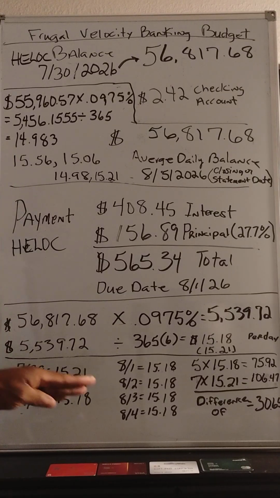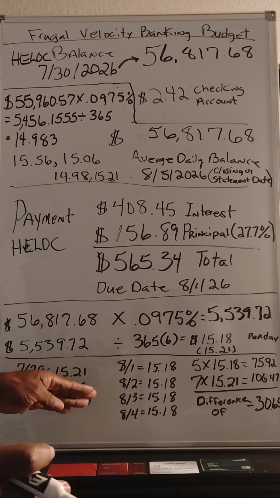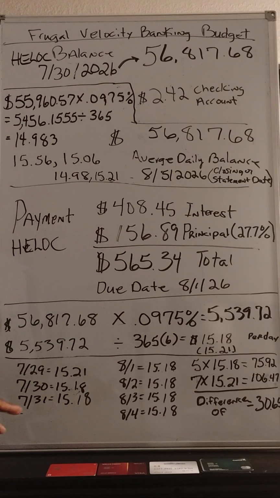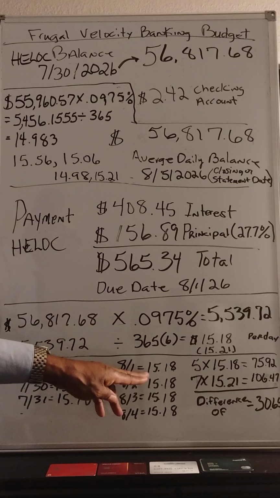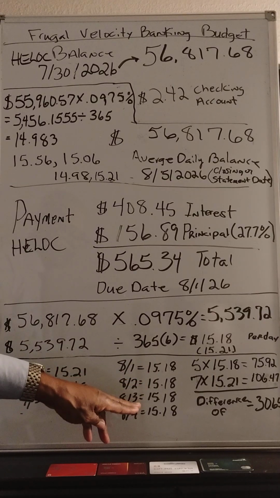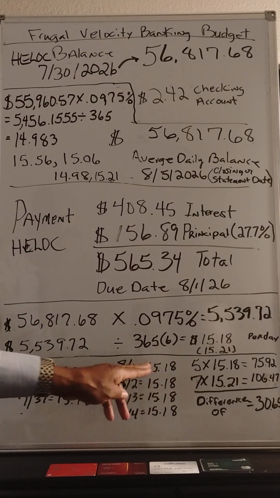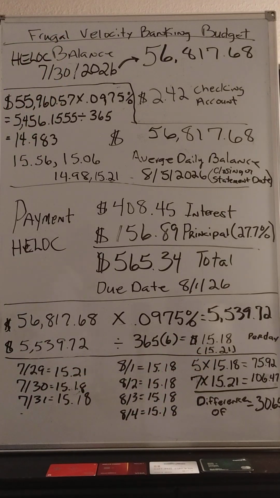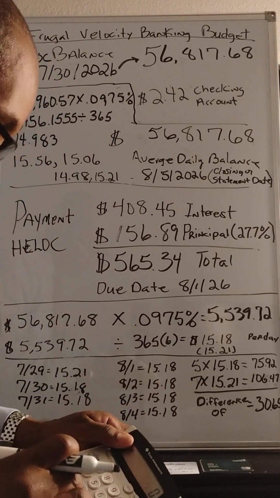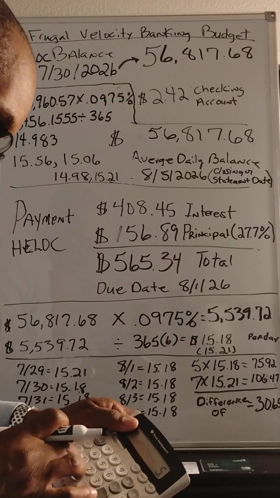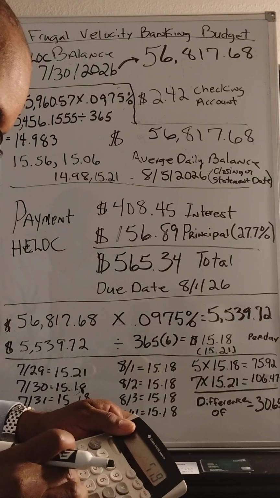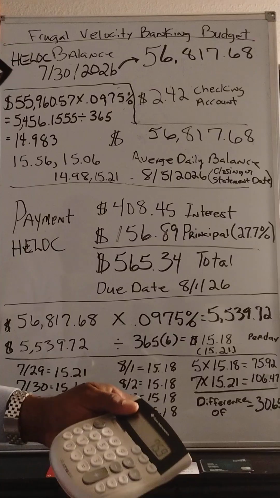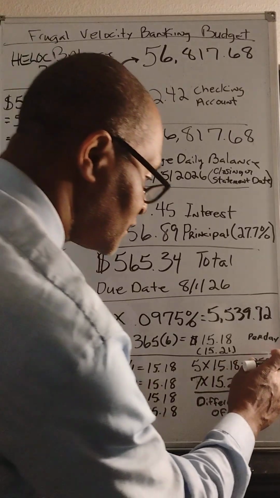So the next few days until I get to the 4th or the 5th when it closes, the per day rate will be $15.18 for the 1st, 2nd, 3rd, and the 4th. I had 5, so let me do the calculation because I just changed that. 5 times $15.18 will be $75.90. So it didn't change that much.